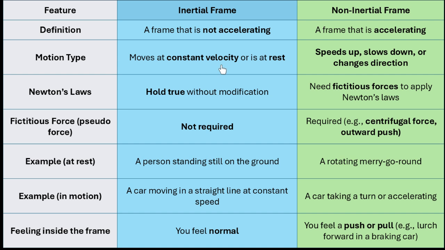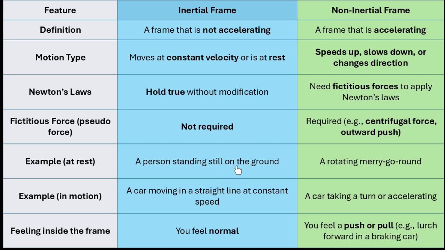A frame which is at constant velocity or is at rest is inertial. Something which is speeding up or slowing down or is changing its direction, negotiating a curve, is non-inertial. Newton's laws hold true in an inertial frame. Newton's laws do not hold true in a non-inertial frame because a fictitious force, or a pseudo force, comes into the picture. Pseudo force is not required in an inertial frame. Pseudo force is definitely required in a non-inertial frame. The classical example of a pseudo force is the centrifugal force, which appears in circular motion.